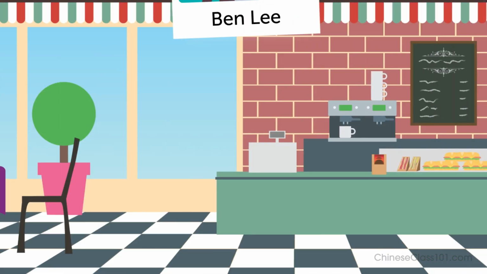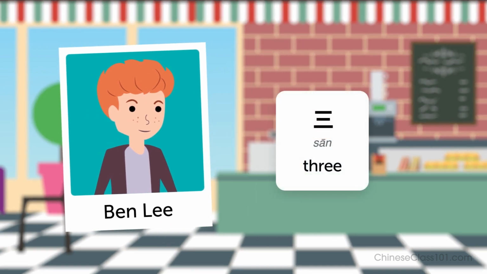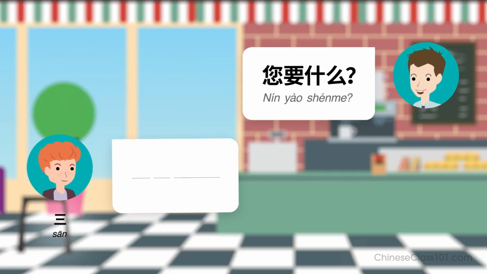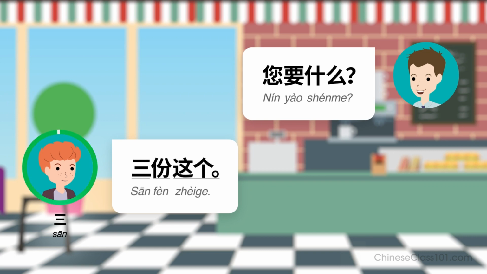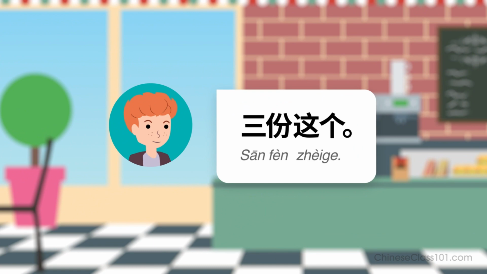Let's practice. Imagine you're Ben Lee, and you're at the coffee shop with two friends. Order three of these. Ready? 您要什么? 三份这个. Listen again and repeat. 三份这个.